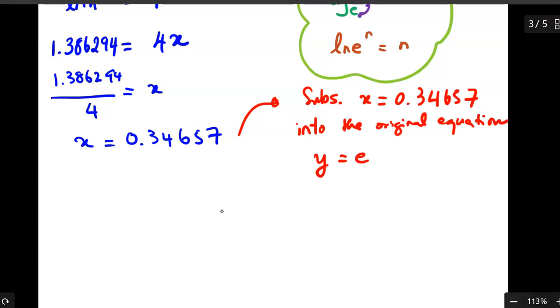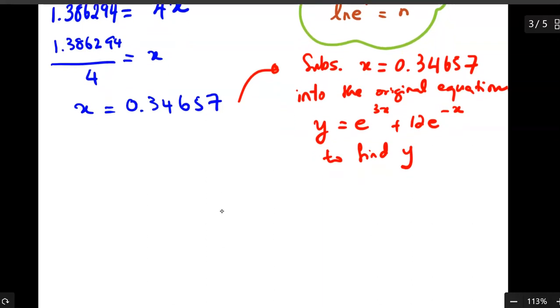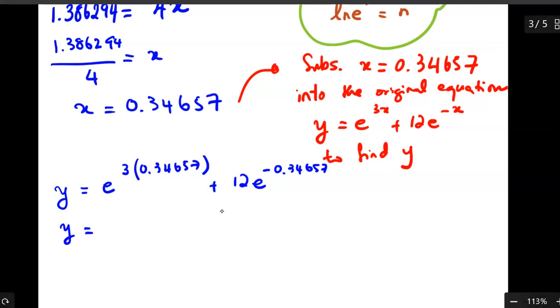y equal to e to the 3x plus 12 times e to the negative x to find y. Okay, so therefore now I will have y equal to e raised to the exponent 3 multiplied by this number, add that with 12 times e raised to the negative 0.34657. So I will write each number down so everyone can just check the answer by using your calculator.